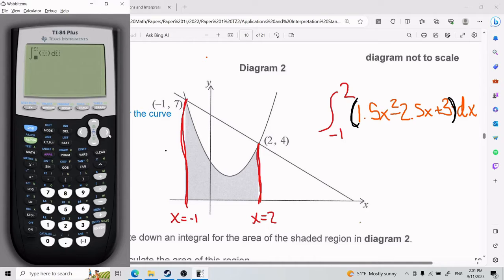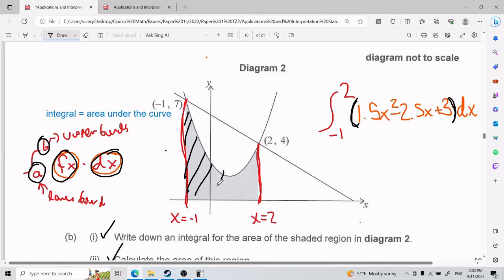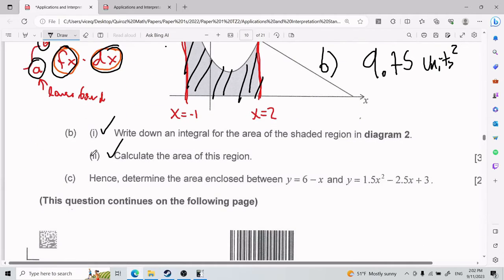So my lower bound is -1, my upper bound is 2, my function is 1.5x squared minus 2.5x plus 3. And d of what? d of x. I'm doing the integral with respect to x. Go ahead and press enter. Boom, it solves it for you. So the area under the curve is going to be 9.75. Now 9.75 what? 9.75 units squared. That is for part B double I.